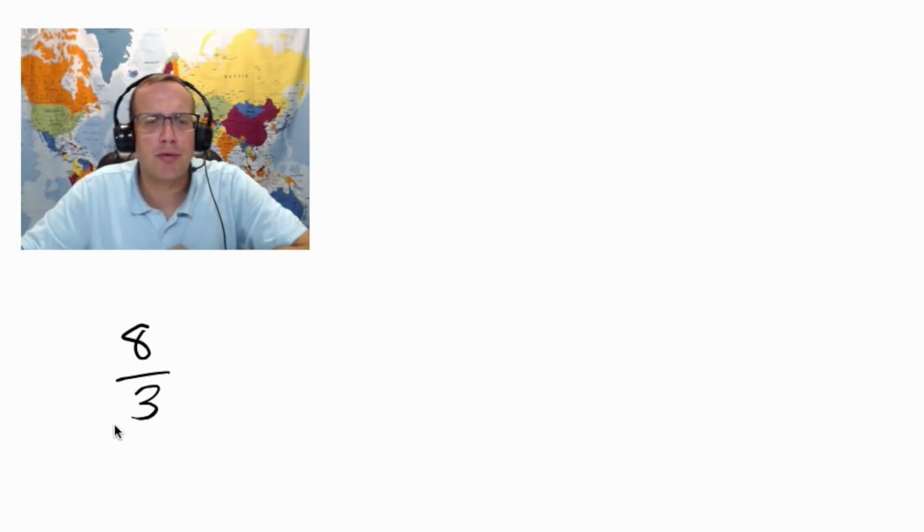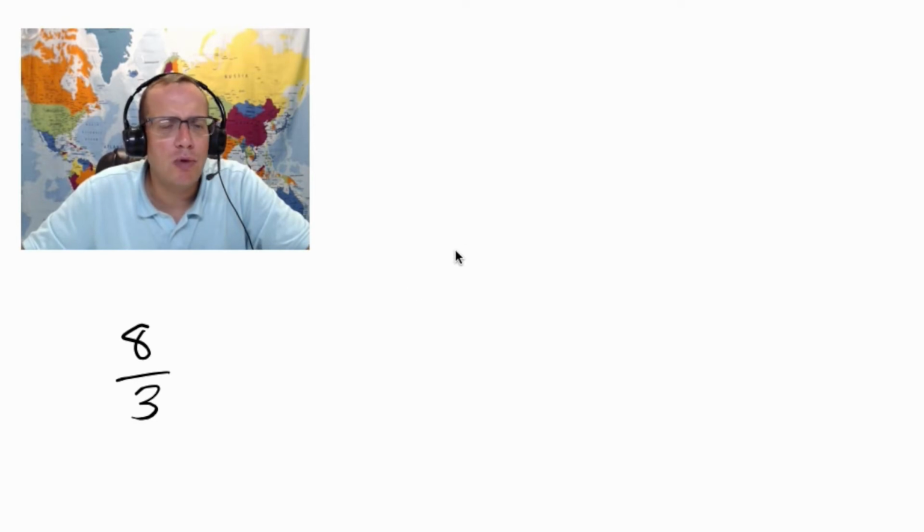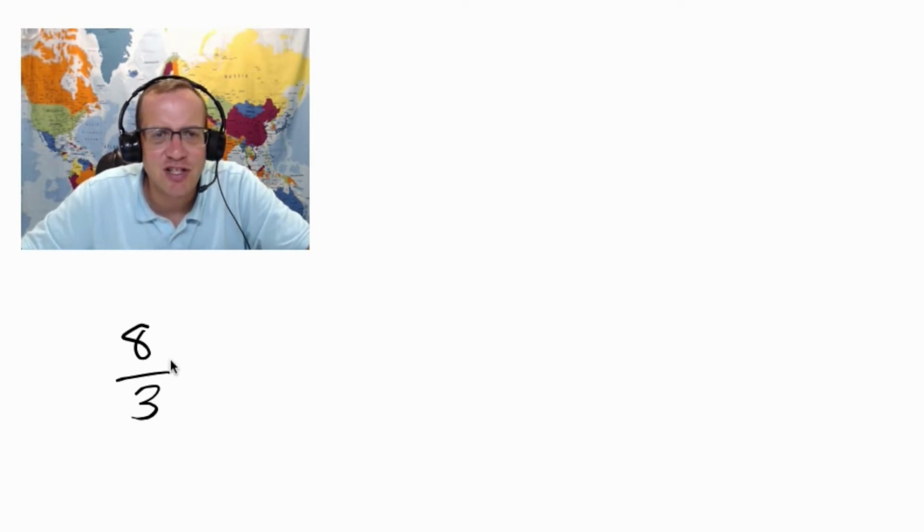Okay, so let's go ahead and try one out. Let's say we have the fraction 8 over 3. Well, how in the world do we figure out how to change this into a mixed number? Well, we just go ahead and divide, right? A fraction, simply 8 over 3, is 8 divided by 3. So you could just say, well, how many times does 3 go into 8?